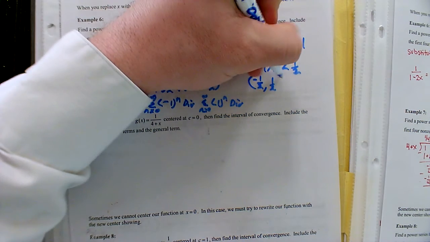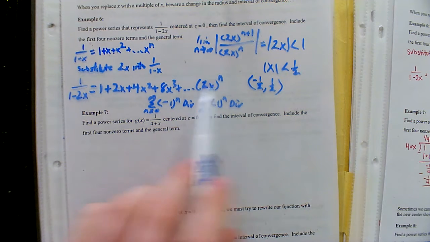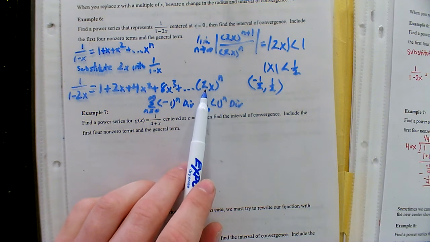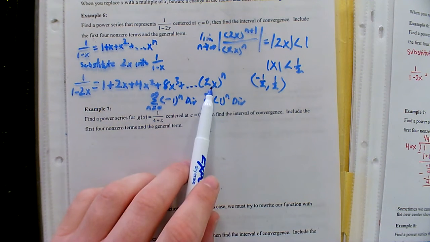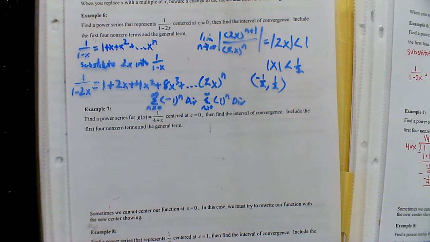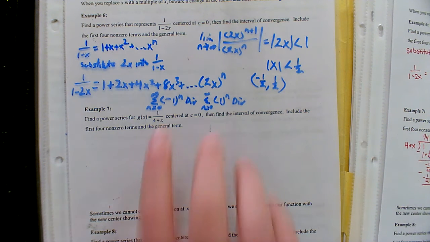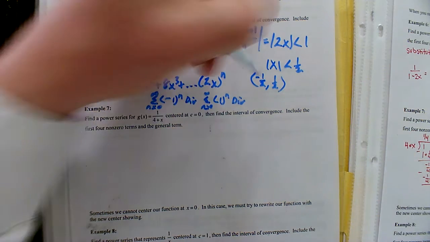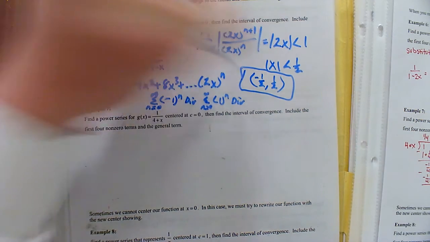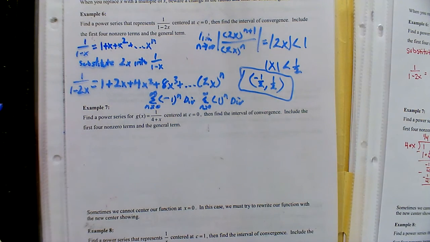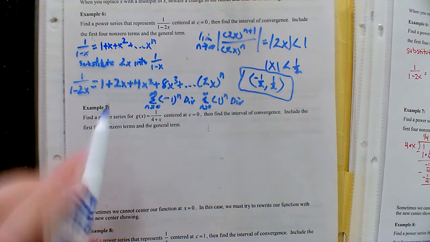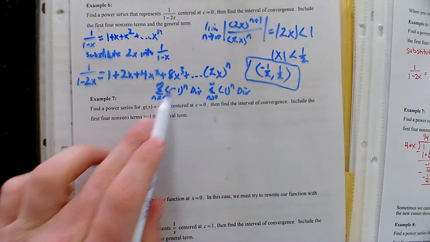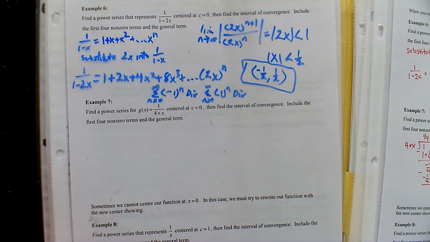Yep. So all we did was test our endpoints in this term here. So the 2 times the negative 1/2 became negative 1, and the 2 times 1/2 became 1. That's why this is negative 1 and positive 1. So again, that's our final interval right there, negative 1/2 to 1/2. And we have the first 4 non-zero terms and the general term, so we have answered everything they have asked for. Okay, again, very similar to the examples we were doing last time.